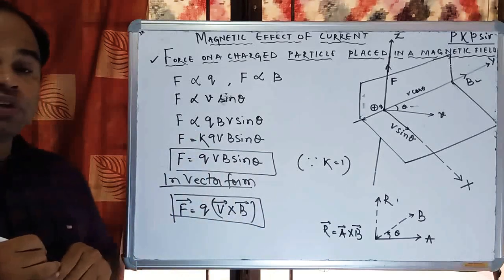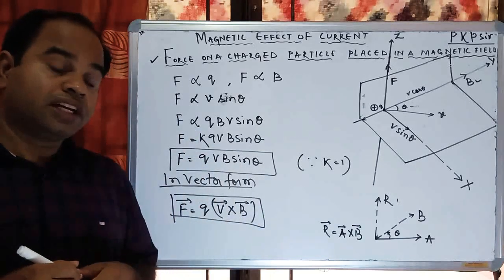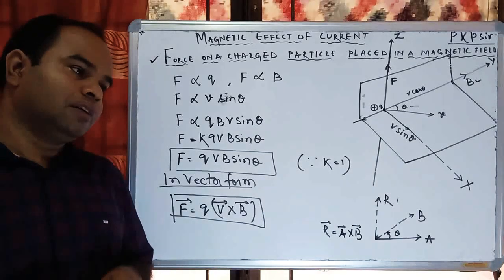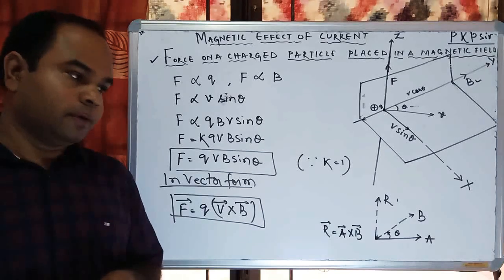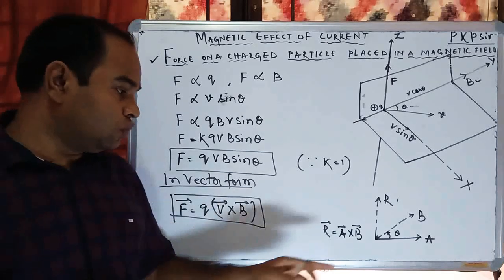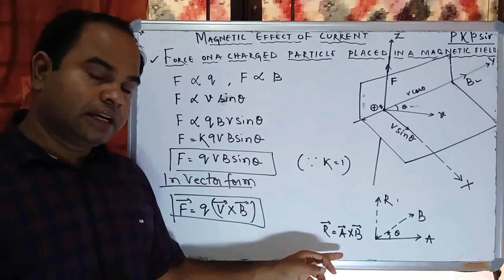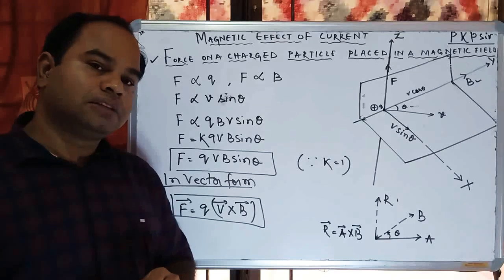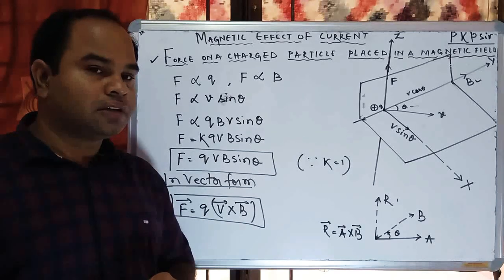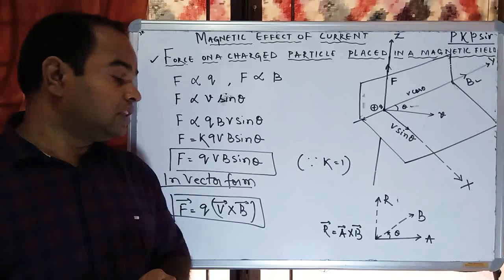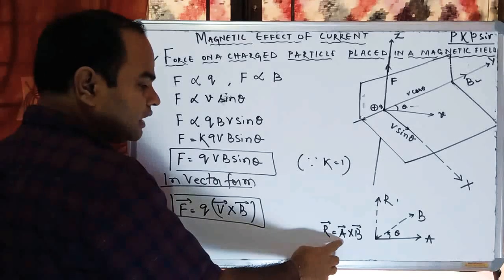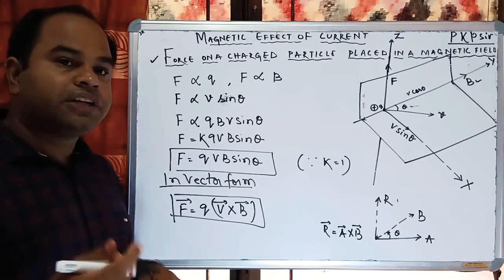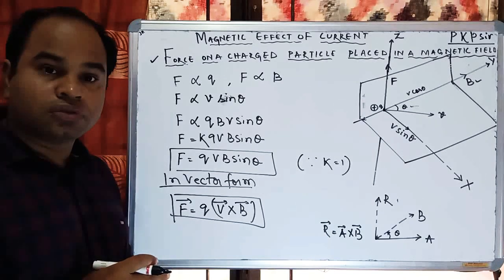So in vector form, we can write the magnetic force as F is equal to QV cross B. Again, we know if A and B are the two vectors and theta is the angle between them, and R is the resultant of A cross B, then we can write R is equal to A cross B. What is the direction of the resultant force?